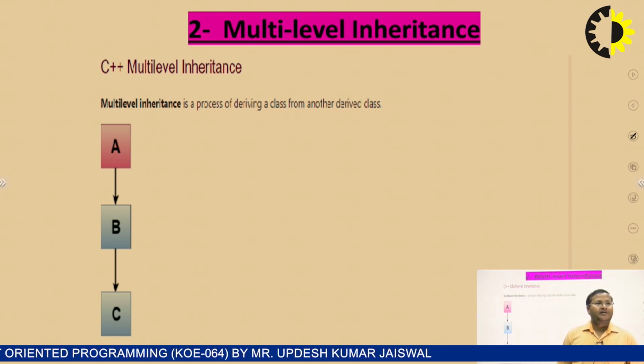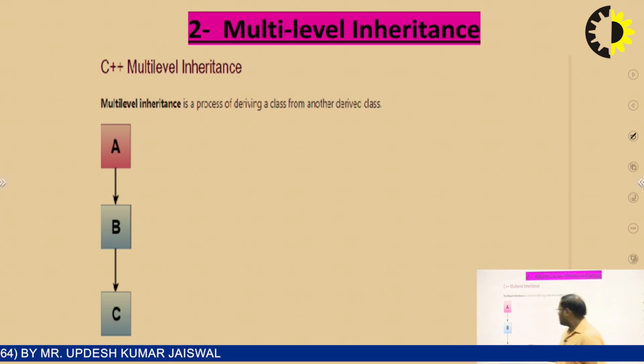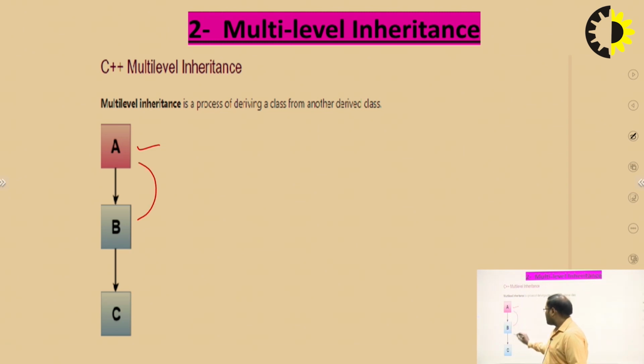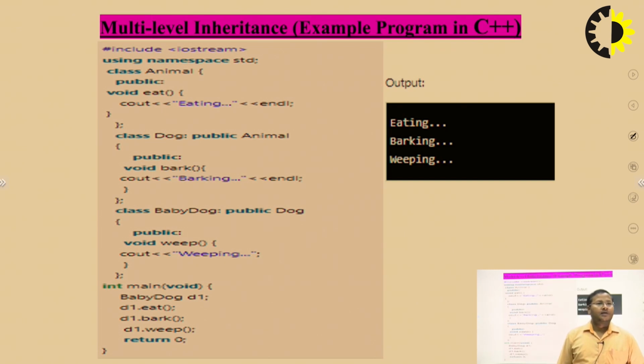Now multi-level inheritance. In case of multi-level inheritance, we are deriving a class from another derived class. Here A is the base class and B derives the features of the A class, and then C derives the features of the B class. So it is like a grandpa, parent and then son, child. I have taken another example to show multi-level inheritance in C++.